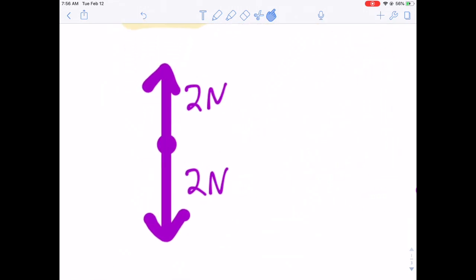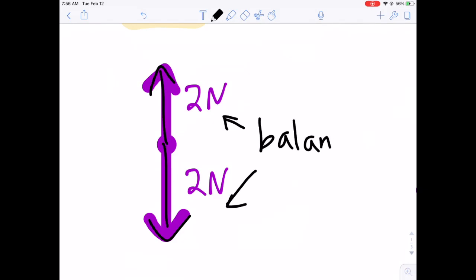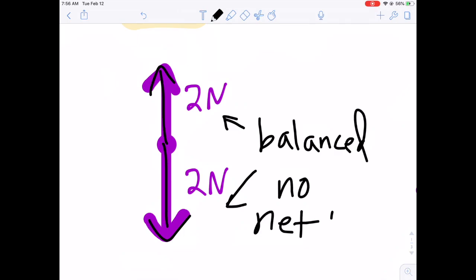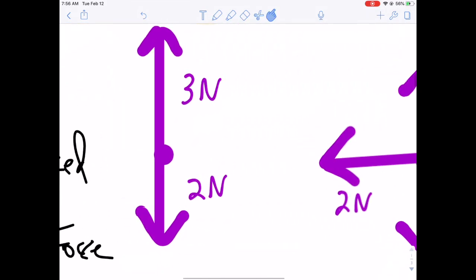So let's look at these examples. There is a force in the upward direction of 2 newtons and a force in the downward direction of 2 newtons. These forces are balanced, which means there is no net force.